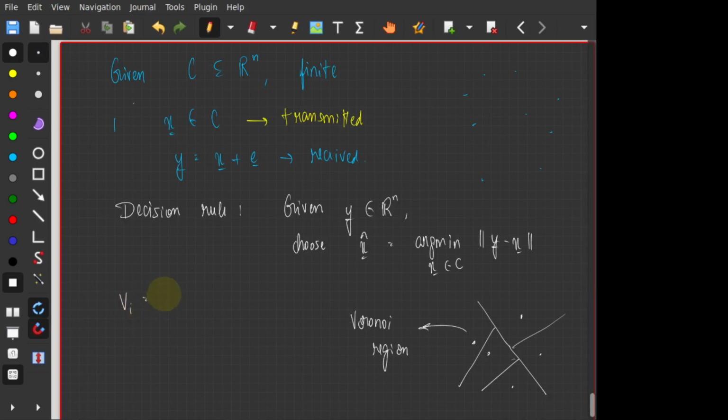So Vi is basically the set of all... the Voronoi region corresponding to, let's say, the ith point in C is basically the set of all points in space which are closer to xi than any other xj.